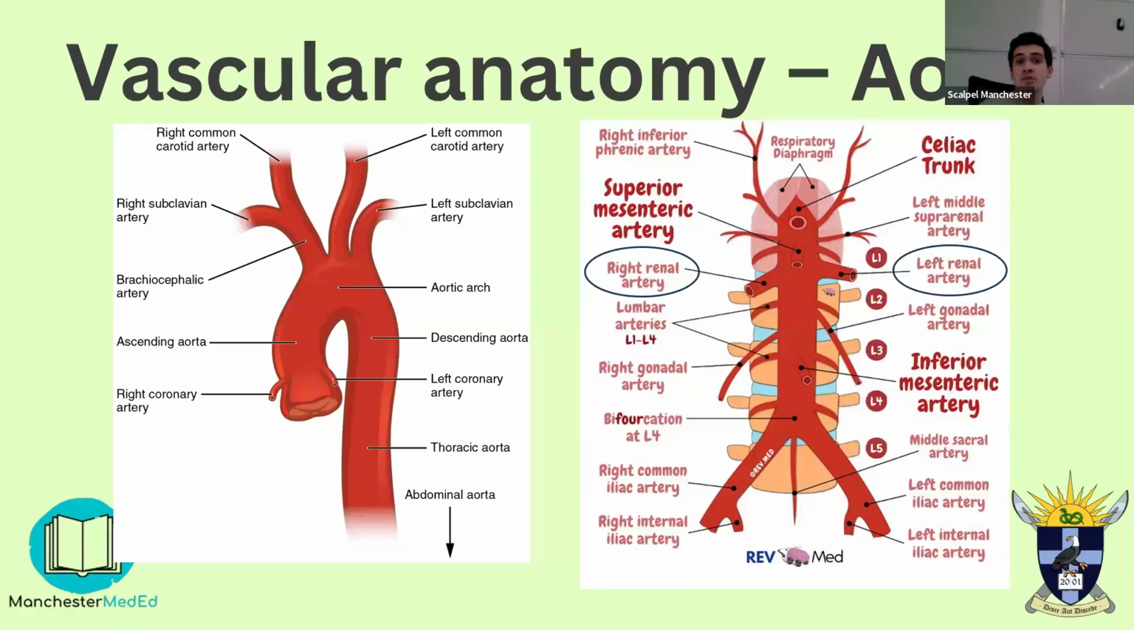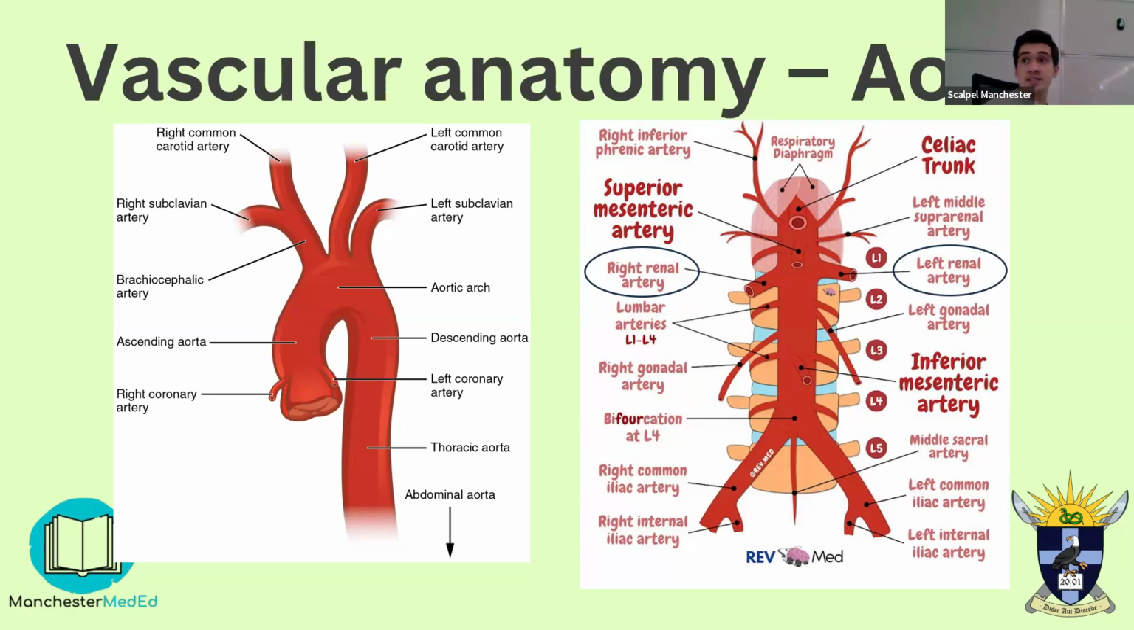You've got two, the left and the right. These come at the level of L1, L2, and again, they become significant for aortic pathology when we look at aneurysms, because whether an aneurysm is at, above, or below the level of the renal arteries strongly dictates the kind of management you can do.